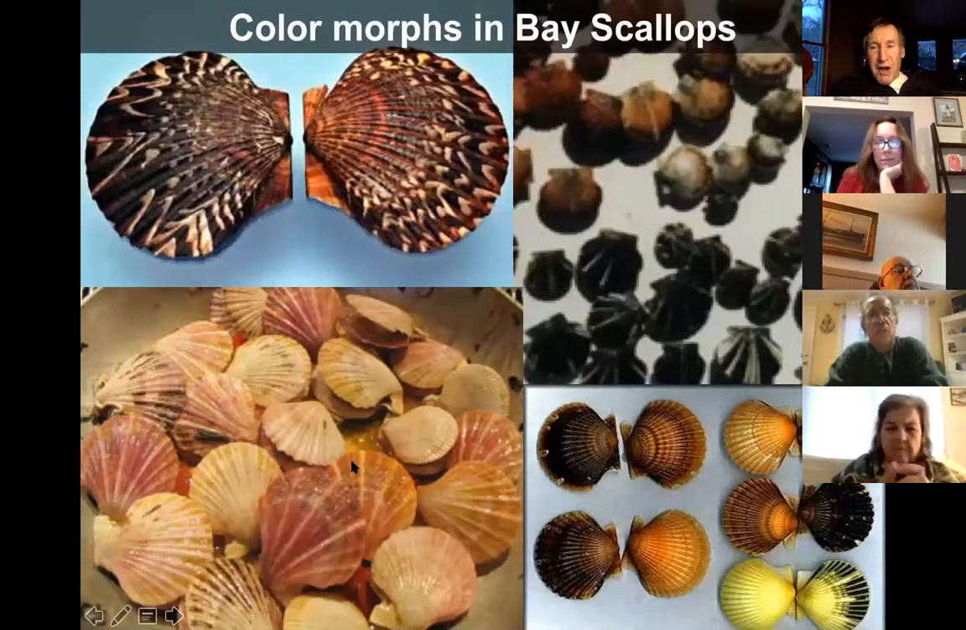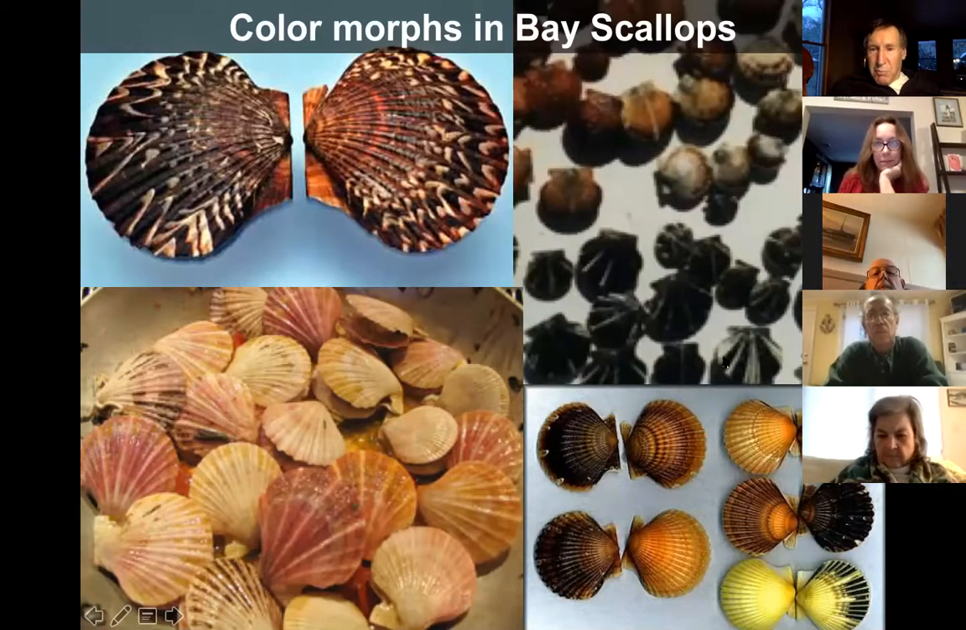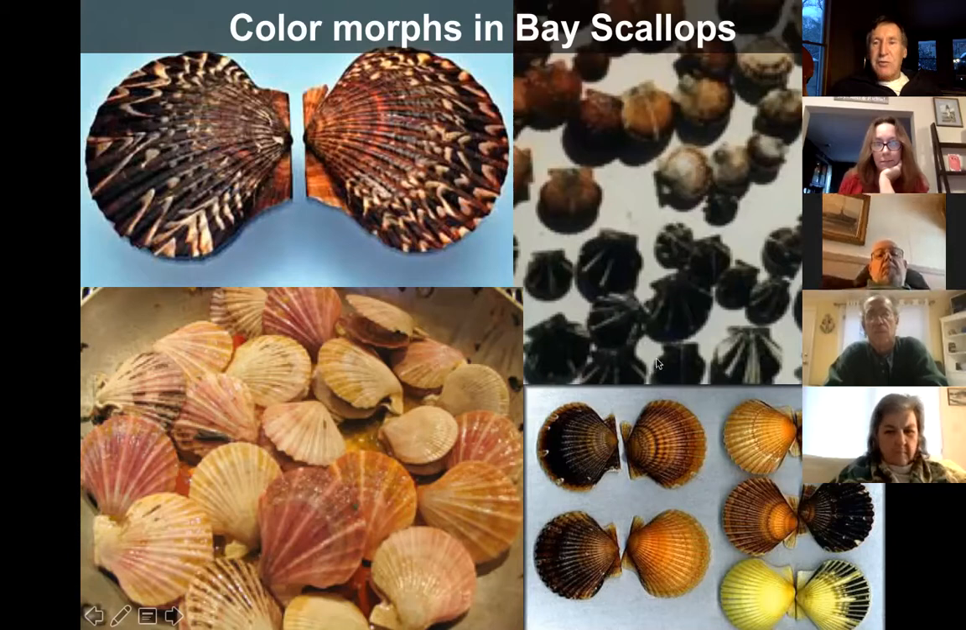Scallops have a lot of different interesting color morphs. Some of these aren't our bay scallops, but these down here are our bay scallops. This very neon yellow and orange color. Black, white, striped patterns of scallops.